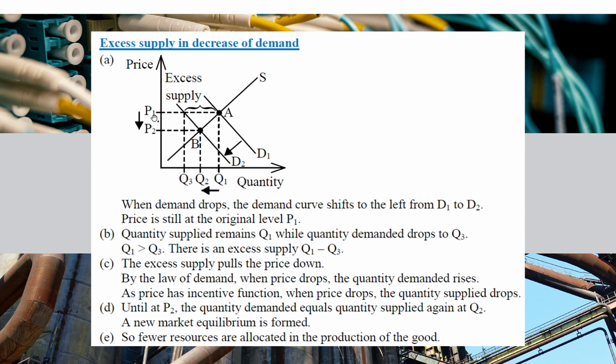And when the price decreases, what will happen? By the law of demand, when the price decreases, the quantity demanded increases. And because price has an incentive effect for production, when the price drops, the quantity supplied decreases. Until the price drops to P2, a new equilibrium quantity Q2 happens, where the quantity demanded and the quantity supplied are the same. You see, when you can explain all this clearly, okay?